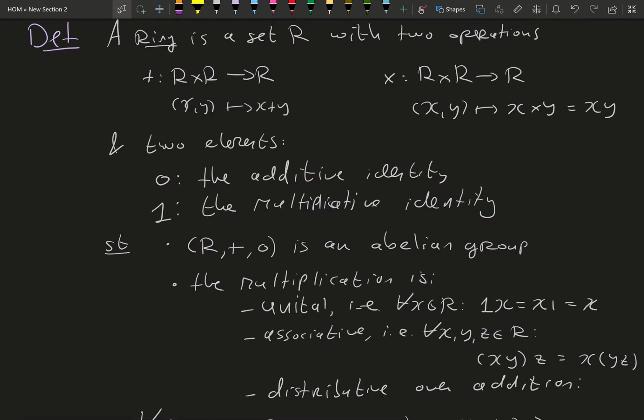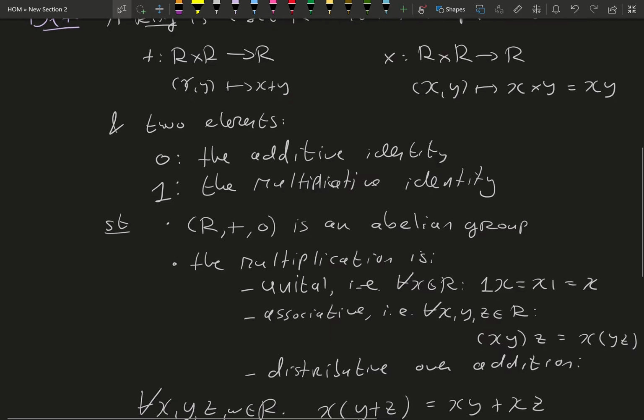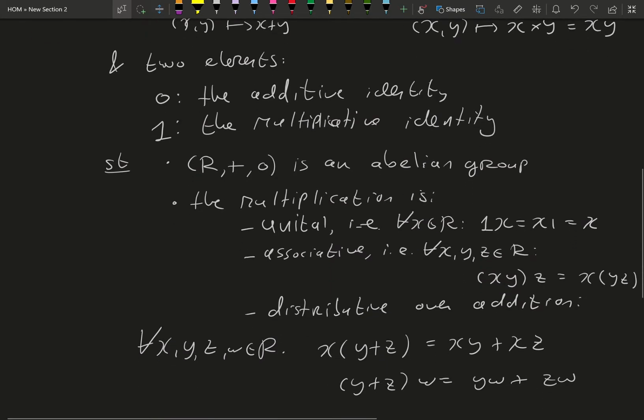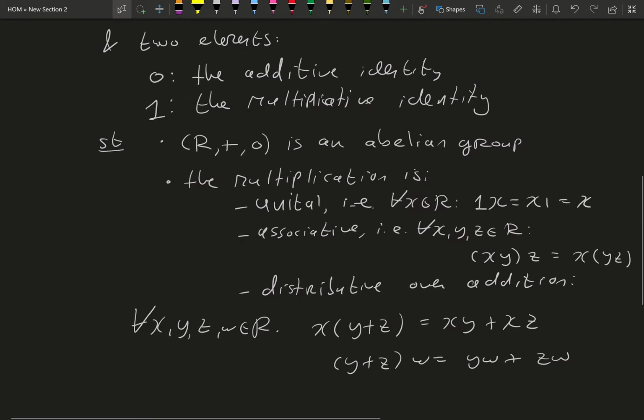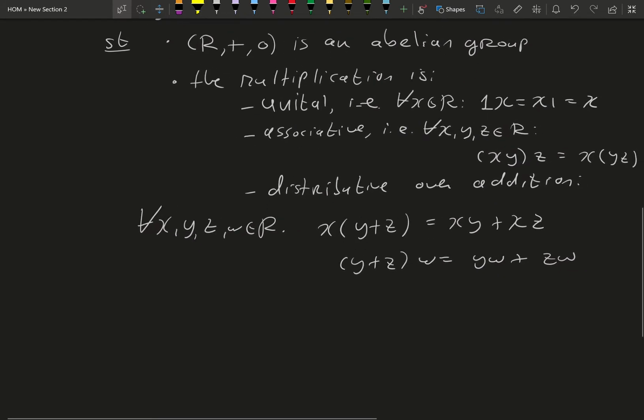We have a set, two operations called addition and multiplication, and these two operations satisfy these rules that it is unital, meaning that we have this multiplicative identity such that it does nothing when you multiply it with any number, and it's associative, meaning that it doesn't matter in which order you do the multiplication, and it is distributive with the addition, meaning that the normal interaction between these two operations on R holds.